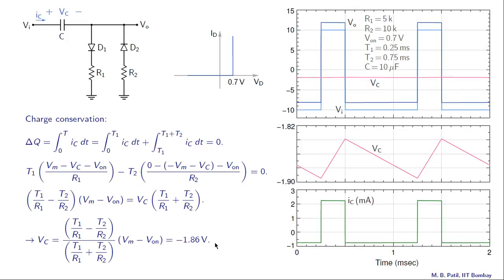Once we know Vc, we know Vo as well, because Vo is simply Vi minus Vc. So Vo is going to be Vi minus (minus 1.86 volts), so Vi plus 1.86 volts. So that is a positive shift of Vi. So this is our Vi, the light blue curve, and Vo is the same as Vi except for a positive shift of 1.86 volts.